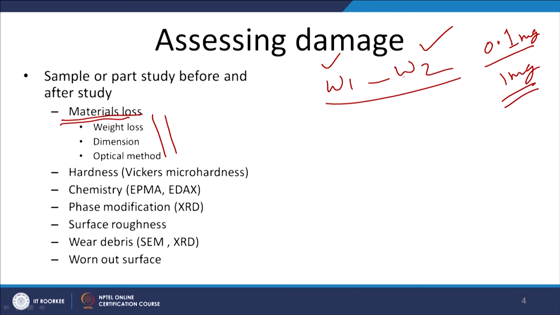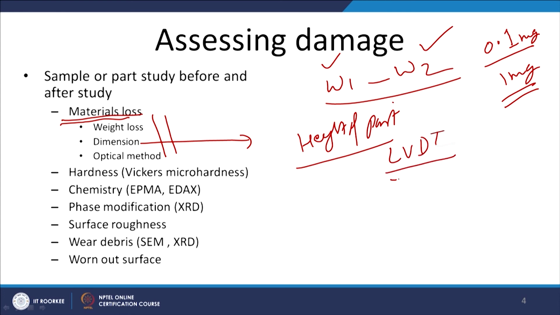Similarly, in case of the dimension based method, we measure the height of the part or the test piece before the test and after the test. Like typically LVDT is commonly used device for measuring the reduction in height which is taking place, and normally say like 2 to 5 mm reduction can be measured during the adhesive or abrasive wear test, and this kind of test method for checking the dimensional loss will be accurate up to 10 to the power minus 5 meter.